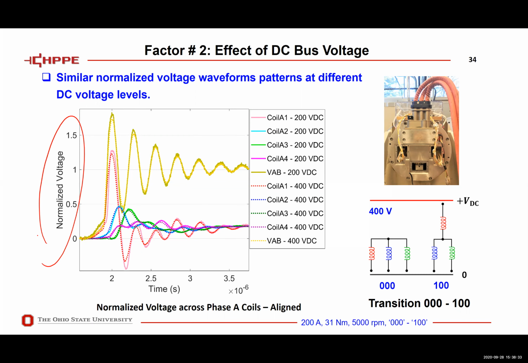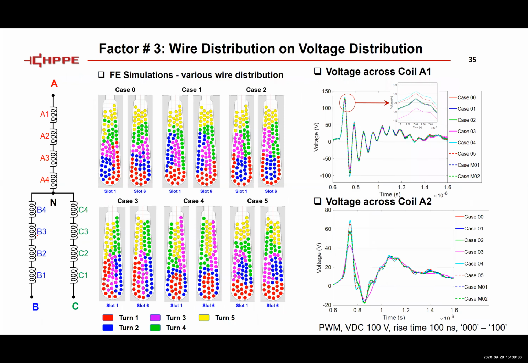And this one shows how the wire distribution affects the voltage distribution. This is similar to what I talked about earlier, but those were much simpler cases. So here we tried all different positions of the wires, and when you look at the voltage stress across the coils, they're also slightly different. This is mainly caused by the inductances changing when you have different positions of the wires.